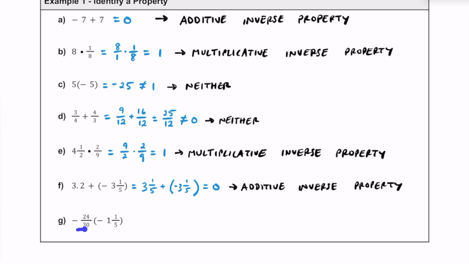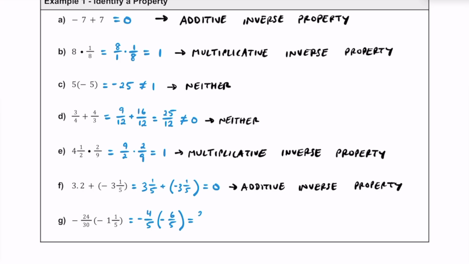And then let's go ahead and see this -24/30. The GCF of the numerator and denominator is 6, so you can simplify that fraction. If you divide both by 6, what would you get? You would get -4/5, right? And then what is this one over here as an improper fraction? If you do big bottom times the whole number plus the top, 5 plus 1 is going to be 6. So this is going to be multiplied by -6/5.